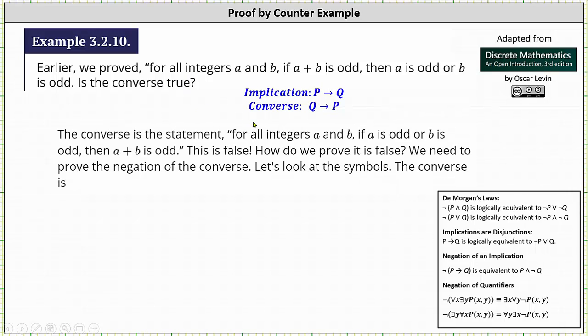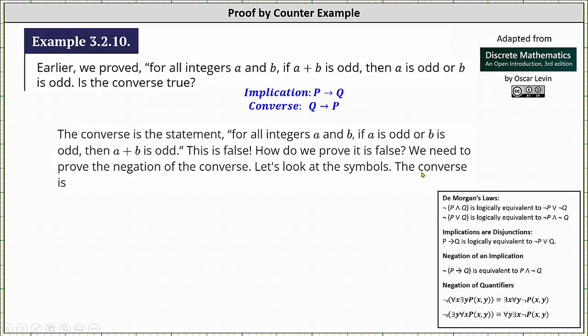The converse of the given statement is for all integers a and b, if a is odd or b is odd, then a plus b is odd. However, this is false. How do we prove this is false? We need to prove the negation of the converse is true, and therefore the converse is false.